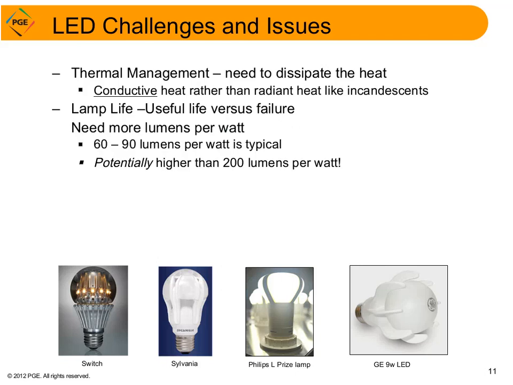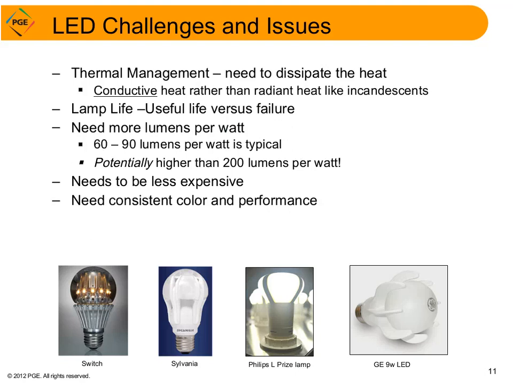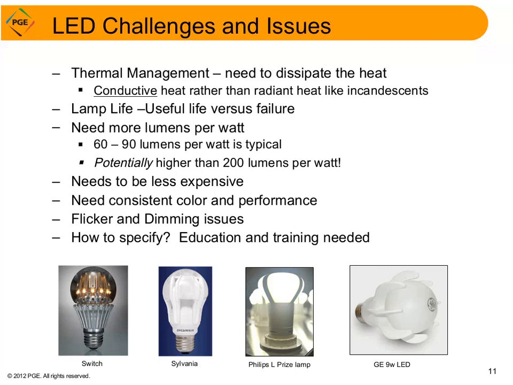We need more lumens per watt. It's getting there where it's very useful, but it has the potential to be as much as 200 lumens per watt. Another important thing is they need to be less expensive. Color and performance needs to be more consistent, especially for your demanding applications. Flicker and dimming is an issue, especially when LEDs are used with existing dimmers. And how to specify LEDs. It's new, it's different, and education and training is needed.